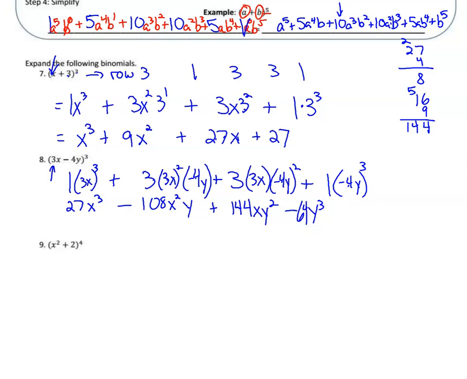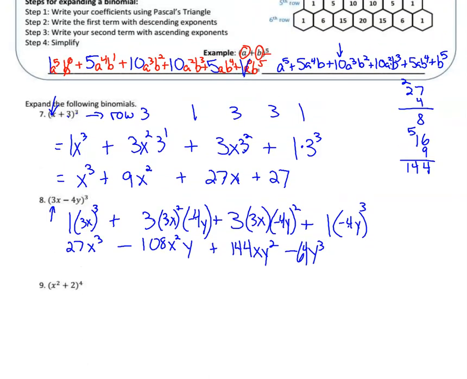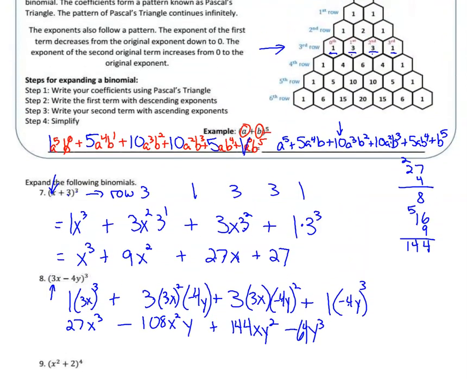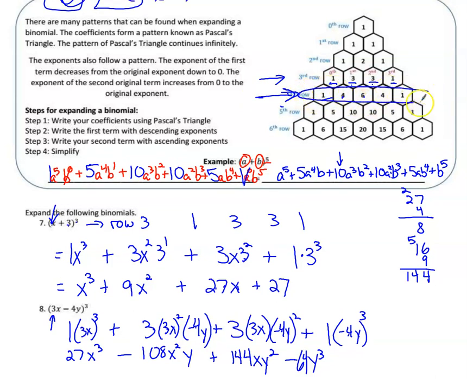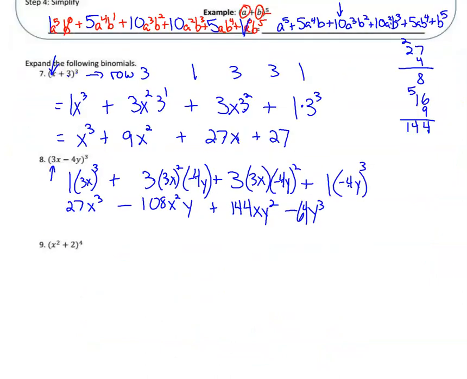Okay, last one, we are going to do the 4th row. So I'm going to scroll back up here. The 4th row, or the 4th power row, which is actually the 5th row down. We have 1, 4, 6, 4, and 1. So I'm going to write those numbers down, and I'm going to give myself some room here. So 1, 4, 6, 4, and 1.